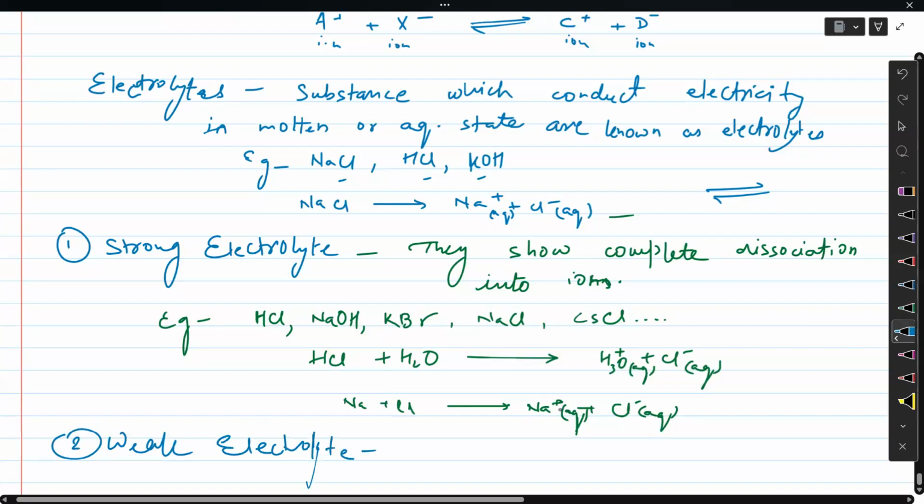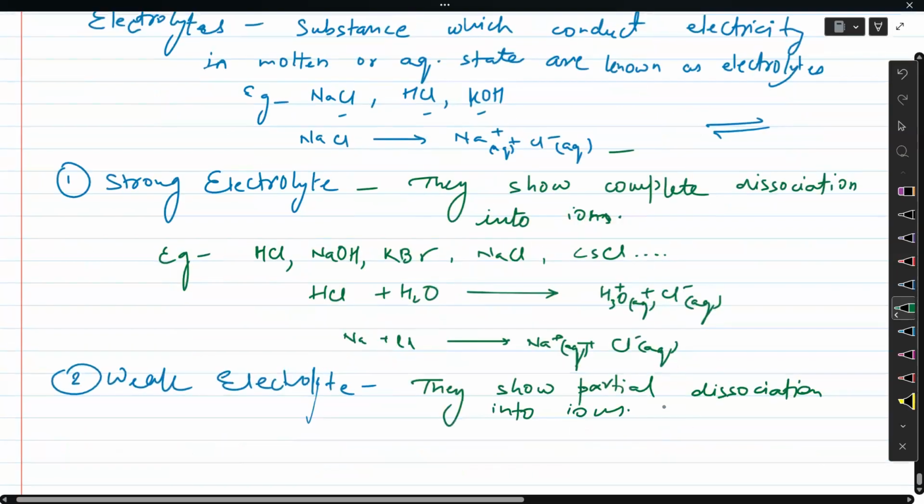Weak electrolyte. Okay, so what is the thing with weak electrolytes? They will not show complete dissociation. They show partial dissociation into ions. It is around, just for the knowledge, less than 5%. Only 5% will dissociate.